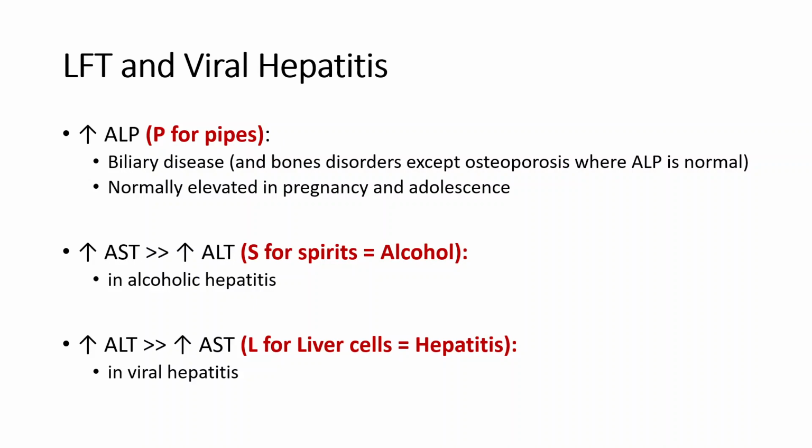Now I'm going to give liver function tests and viral hepatitis. Elevated ALP, you'll be thinking of biliary disease and bone diseases too, except osteoporosis. Now, when you have elevated AST that is greater than an elevated ALT, S for spirits, which is alcoholic hepatitis. And if this is reversed, let's say elevated ALT greater than elevated AST, think of liver cell hepatitis. That's viral hepatitis. Very important and very simple.